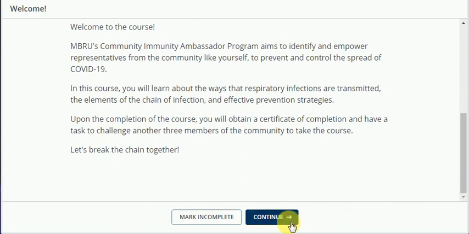Upon the completion of the course, you will obtain a certificate of completion and have a task to challenge another 3 members of the community to take the course. Let's break the chain together.